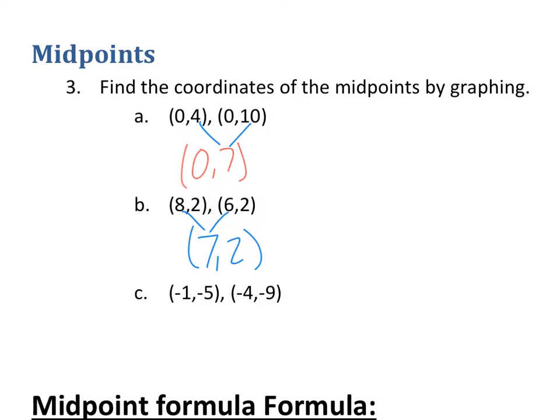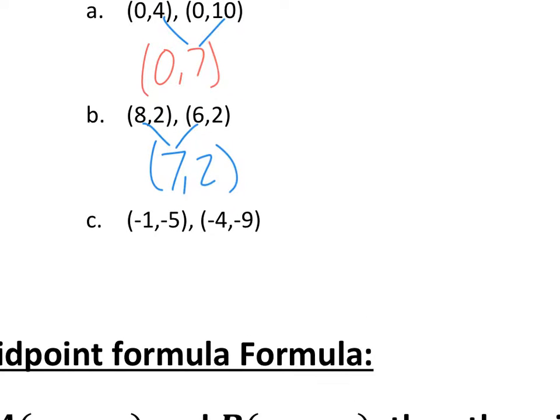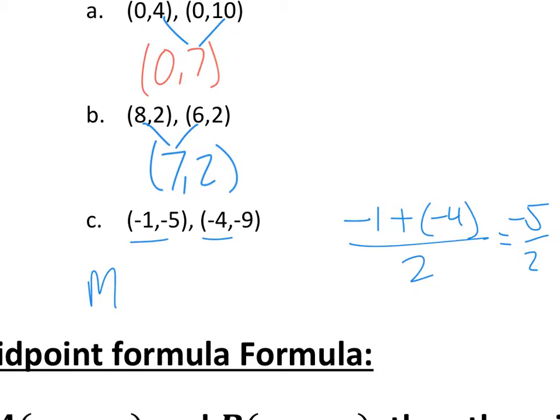So what if we have some points like this, and we want to find the midpoint? Well, the midpoint is going to be an average. What's exactly in between -1 and -4? Well, an average, remember, you've done averages before, right? So we're going to add and divide by 2. And so this is going to be -5 halves.